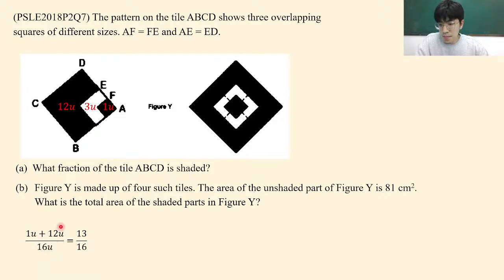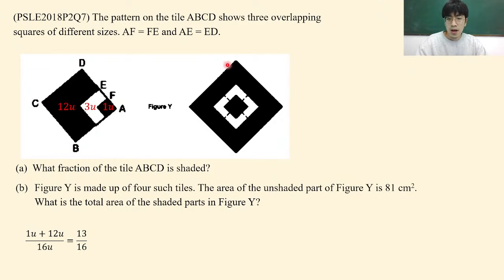And the u's on the top and the bottom cancel each other, to see that, oh, actually 13 over 16 of tau ABCD is shaded. So the answer to the first part is 13 over 16. Very good. I can see in the chat that a lot of you found the correct answer.